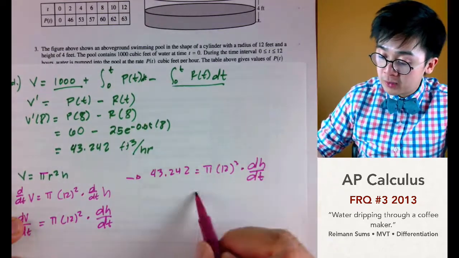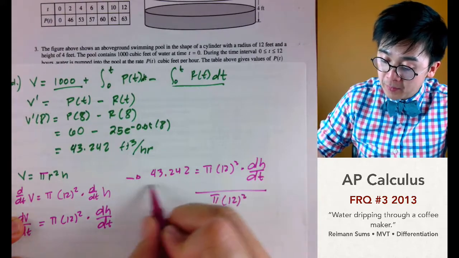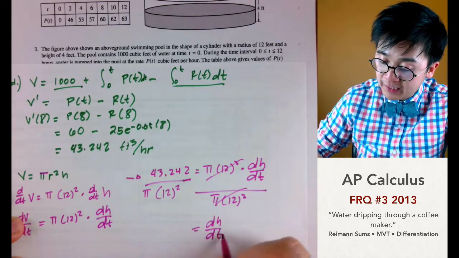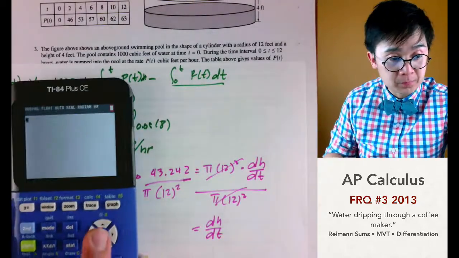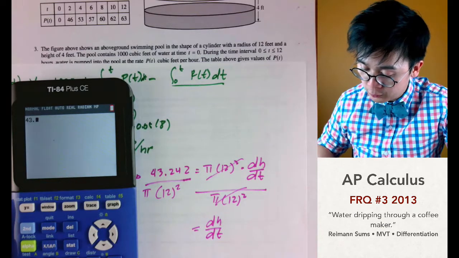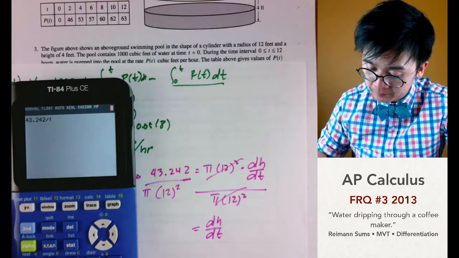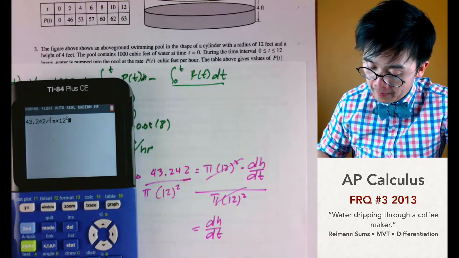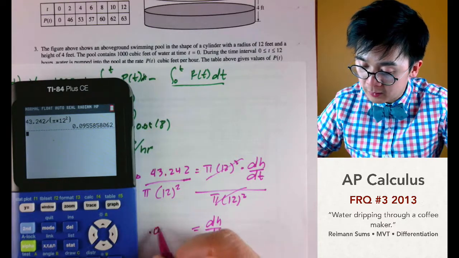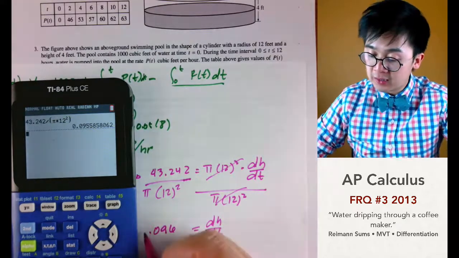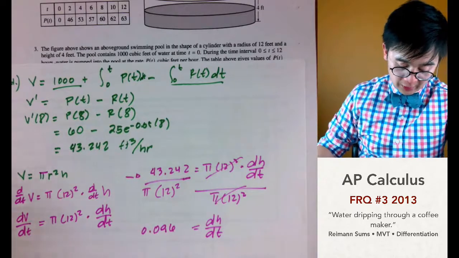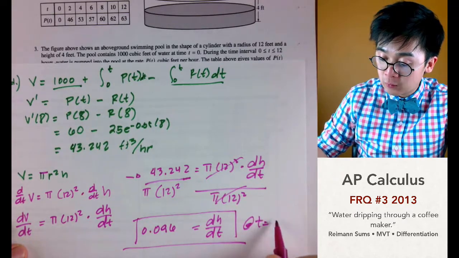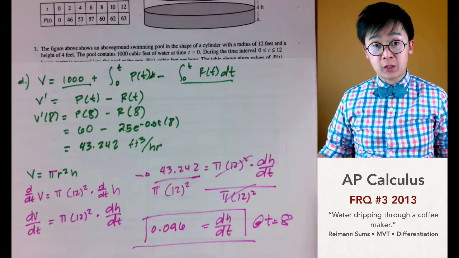And using algebra, all we need to do is to get rid of pi and 12 squared by dividing both sides by pi and 12 squared, and we can cancel this out. And using our calculator, our dh/dt, we have 43.242 divided by pi times 12 squared. And the calculator is giving us 0.096. So this is our dh/dt, or 0.096. So in this case, this is going to be the rate of change of the water level rising at t equals 8. And this is how we answer the 2013 FRQ in our AP Calculus AB exam.